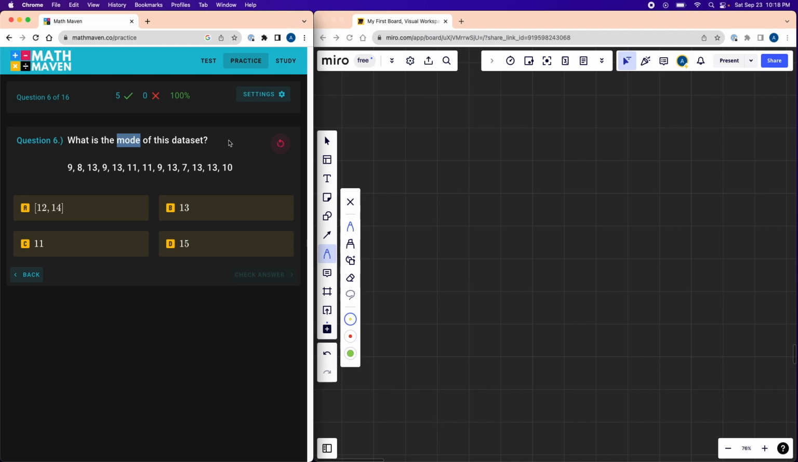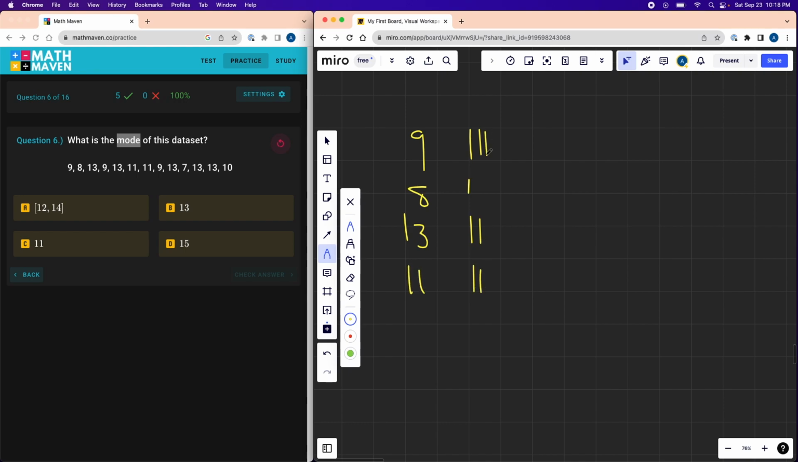All right, so I like to do kind of like tally marks with this. So I just go through each number and I'll put a little tally marker next to each number that I see. So I have a 9 and I see that 1 time. All right, I see an 8 1 time. We have a 13 that I see 1 time. Next one is a 9. So I'll put another tally next to the 9. Next one is a 13. So I'll put another tally next to the 13. And then we have an 11, which I see that twice in a row there.